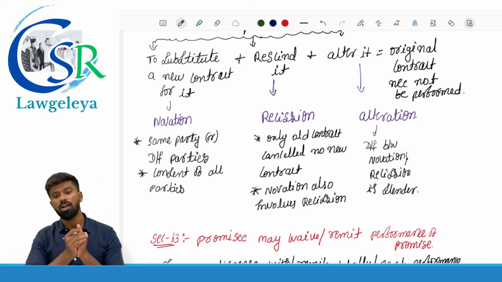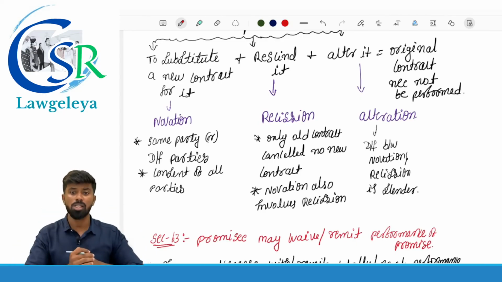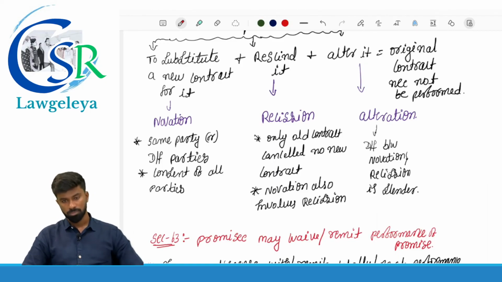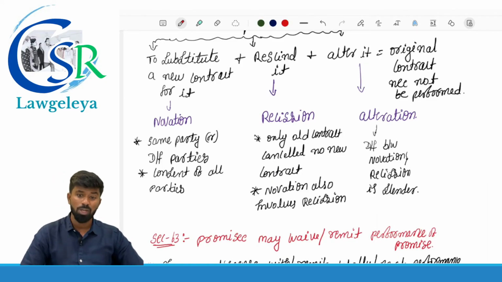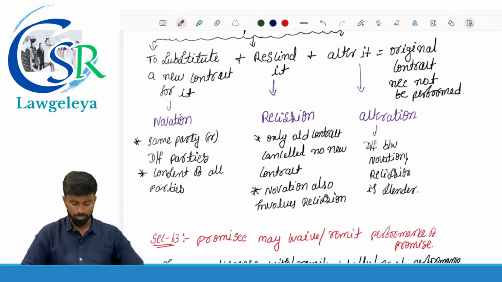Next one, in case of alteration between the parties, which has the effect of bringing the new contract into existence, what is not required to be performed? The original contract need not be performed. So that is why the difference between novation and rescission is very slender, means thin margin difference is there.